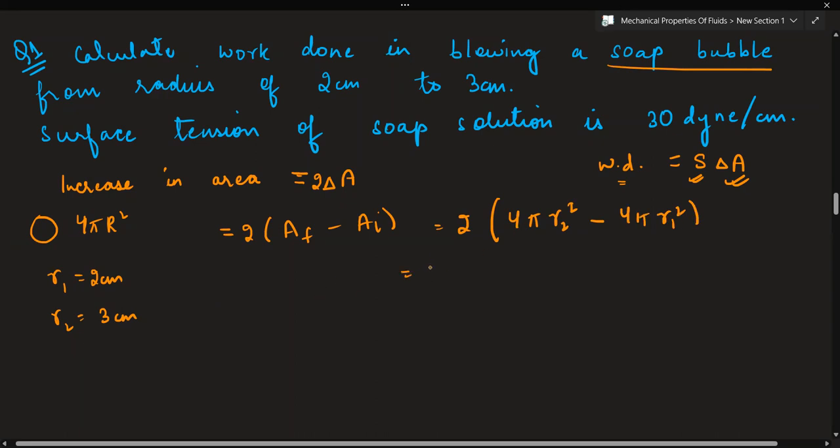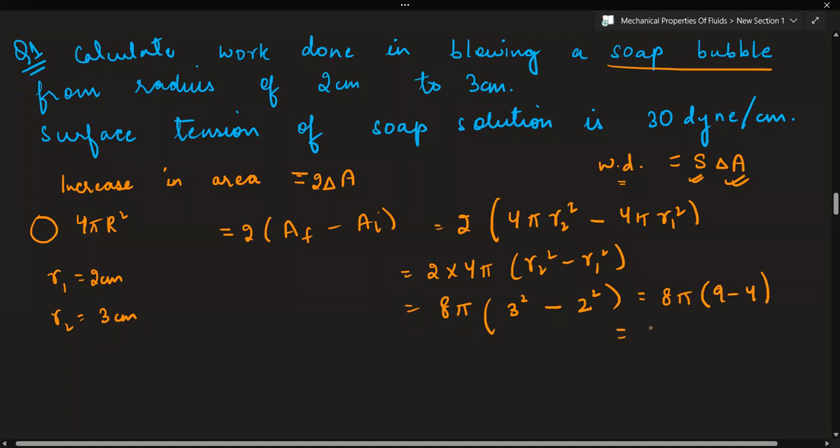So if we take 4 pi common, we'll be left with 2 into 4 pi, R2 square minus R1 square. And 2 into 4 pi gives us 8 pi. What is R2? R2 is 3, so 3 square, minus what is R1? 2, 2 square. So this gives us 8 pi multiplied by 9 minus 4, that is 5. So 5 multiplied by 8 gives us 40 pi centimeter square. This is the change in area.